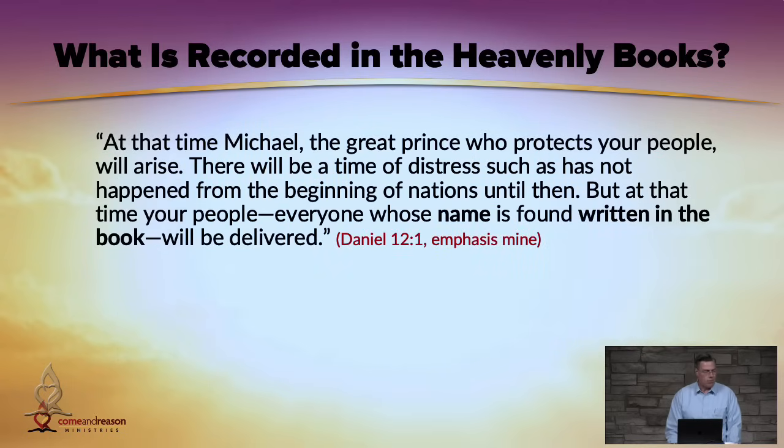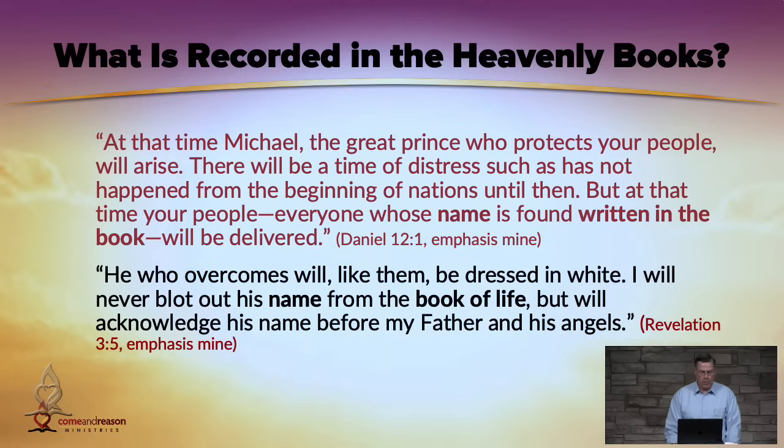Or Daniel 12:1. At that time, Michael, the great prince who protects your people, will arise. There will be a time of distress such as has not happened from the beginning of nations until then. But at that time, your people, everyone whose name is found written in the book, will be delivered. Or Revelation 3:5. He who overcomes will, like them, be dressed in white. I will never blot out his name from the book of life, but will acknowledge his name before my Father and the angels.